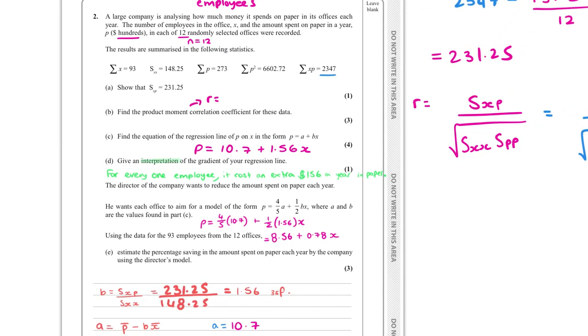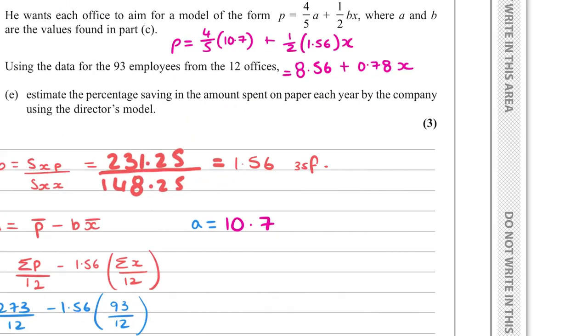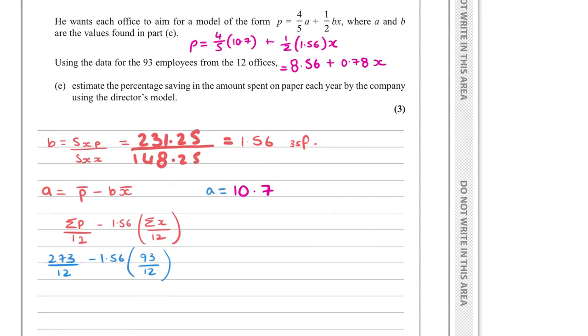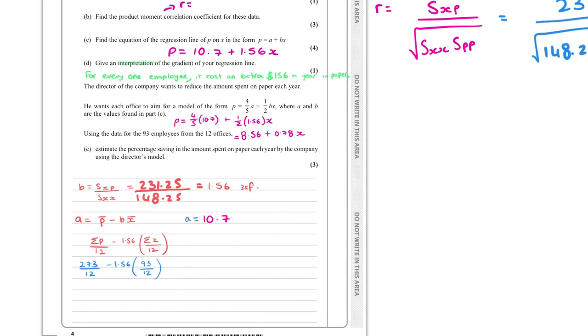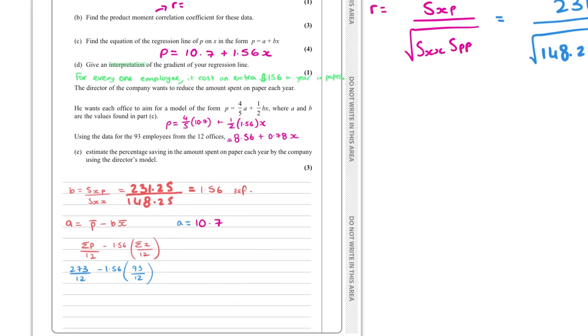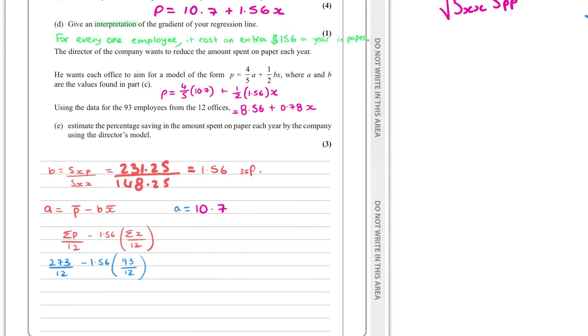Let's read the question. Because the number of employees in the office X and the amount spent on paper each year in each of 12 randomly selected offices were recorded. So X is 93, but it's over these 12 offices. Okay? So we need to substitute this into both models to figure out the difference. What happens if we put this into the first model?